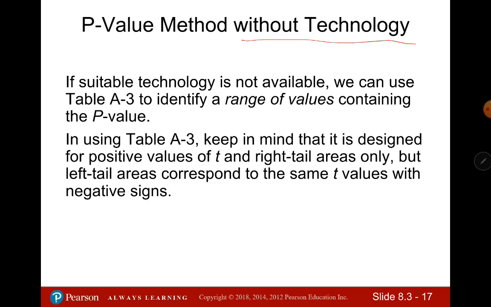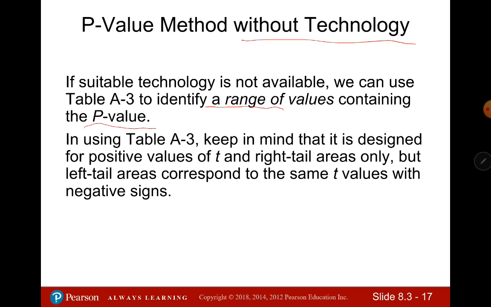So we will talk about the p-value method without the technology. So that's the most important part. We're going to check the table to help us to find the p-value. But not like the z-table, we're not going to find the exact p-value. When we check the t-table, we only can find the range of the p-value. We cannot find the exact p-value. We cannot find the exact area, but we could find the range. This range is already enough to help us to draw the conclusion.